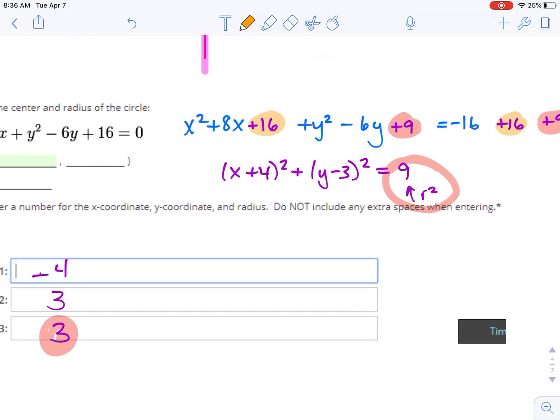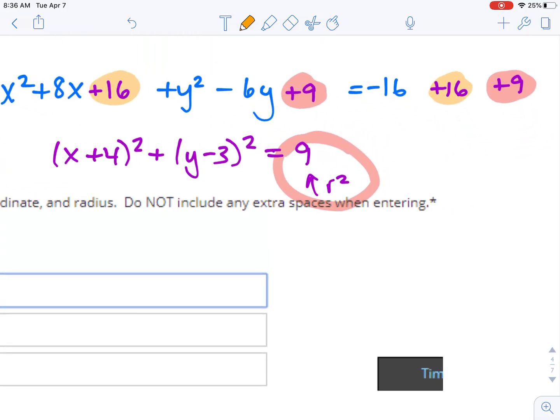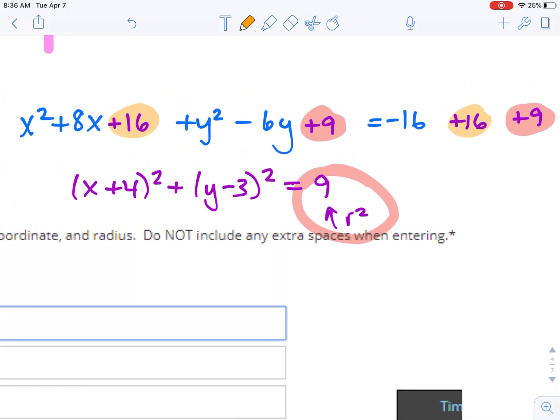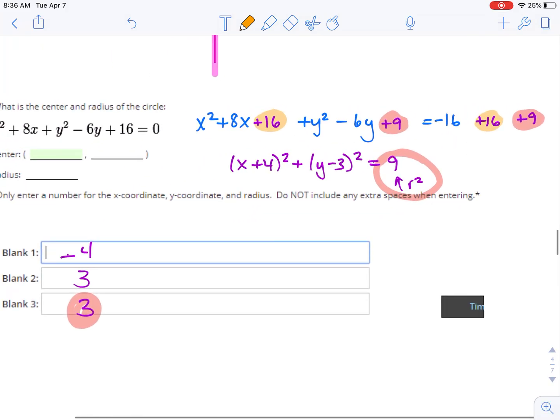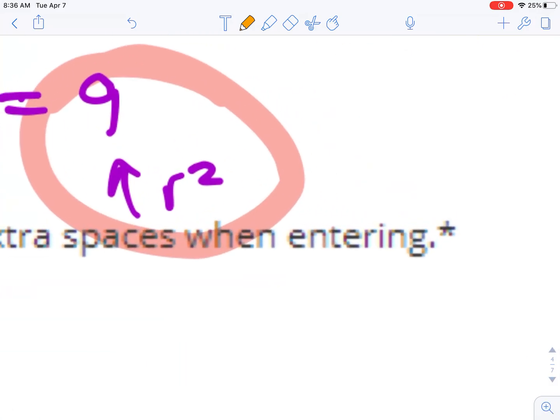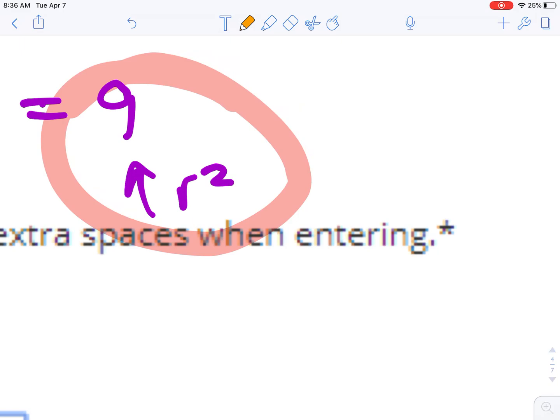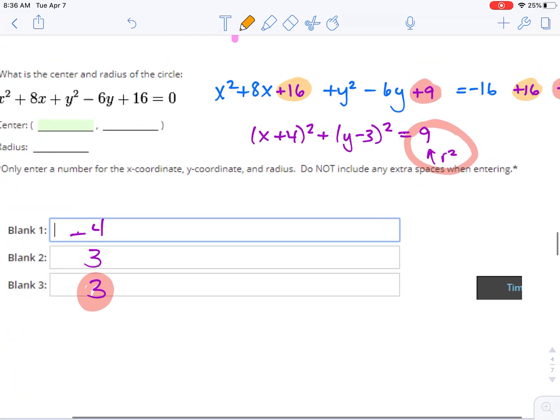Practicing completing the square. When you complete the square, you can look at my work. What you do to one side, you have to make sure you also do to the other. Your center is at -4, 3, but be very careful. They don't want the r squared. They want just the radius, and our radius is 3.